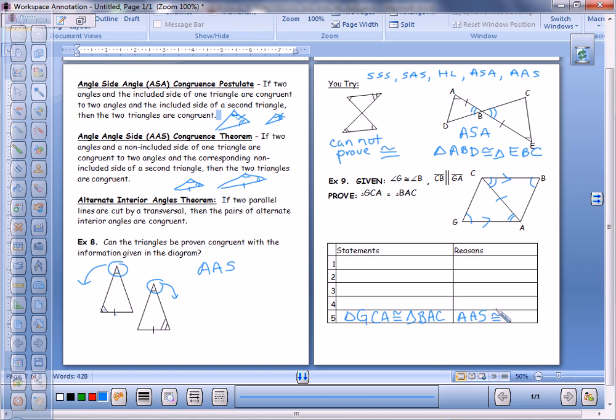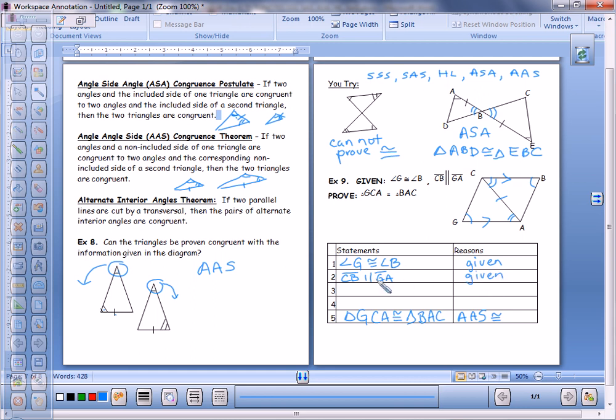Now let's fill in the blanks. We always go back to the given. My first statement, angle G is congruent to angle B. Why do we know that? Given. Then I know that segment CB is parallel to segment GA because that was given.